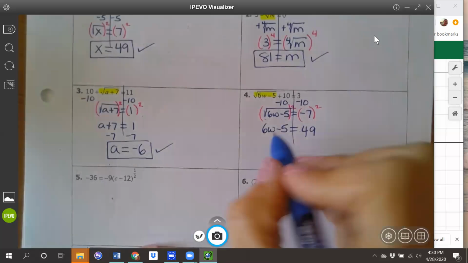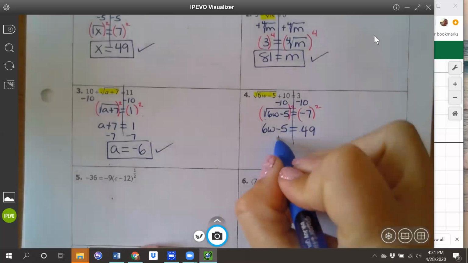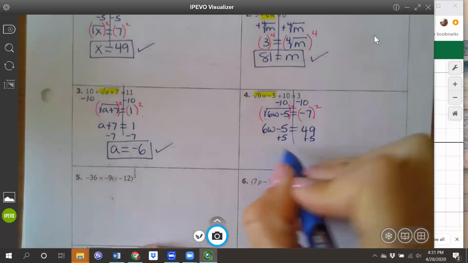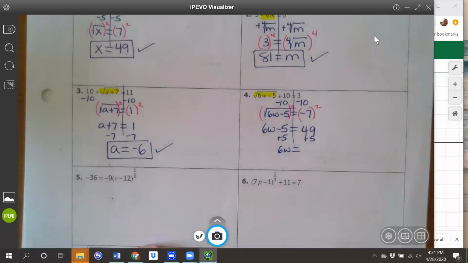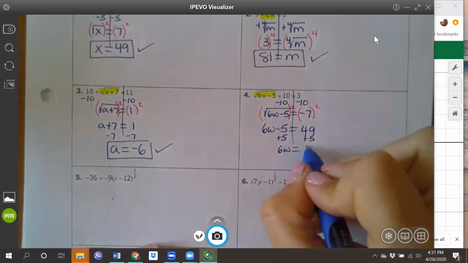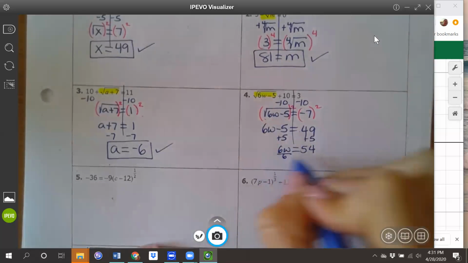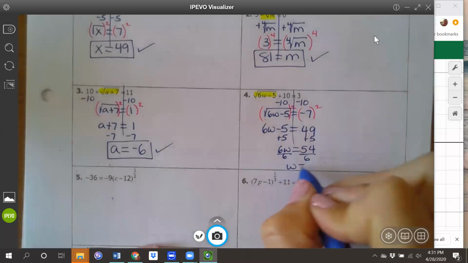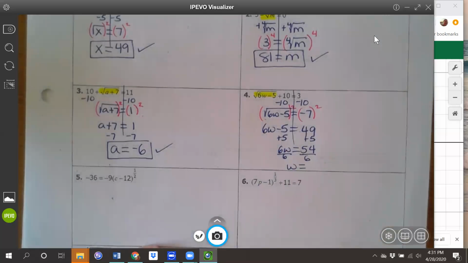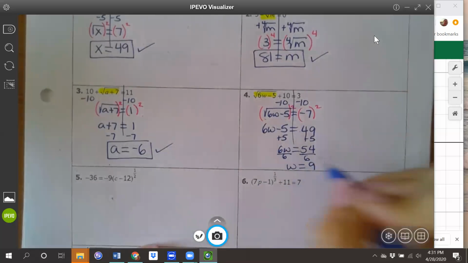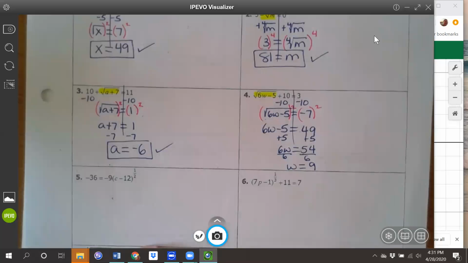Let's keep solving. I need to get w by itself. I'm adding 5 on both sides. So 6w is equal to 54. And then dividing both sides by 6, I get w is equal to 9. All right, so now I check it.